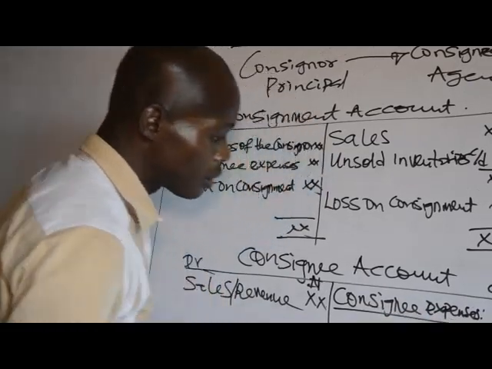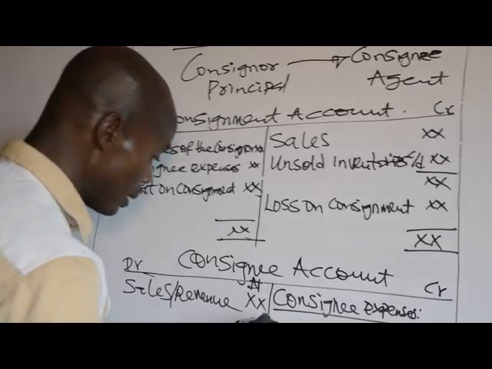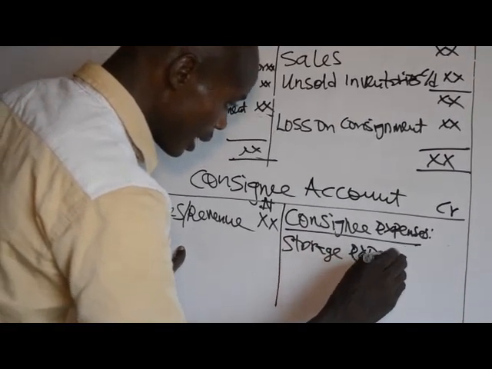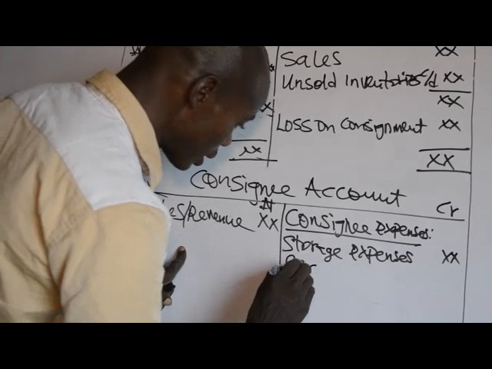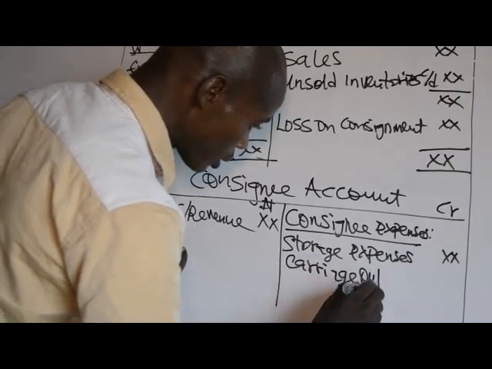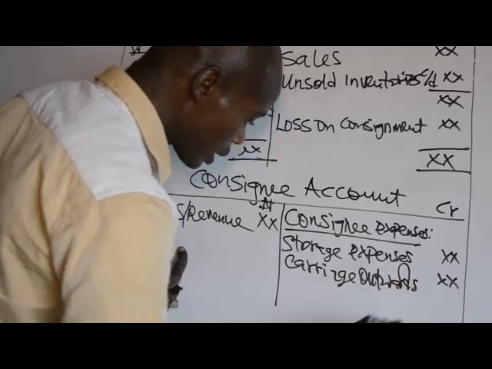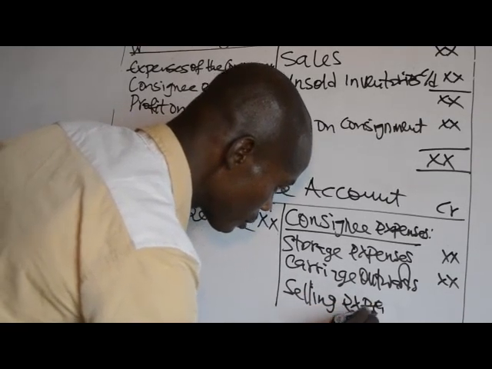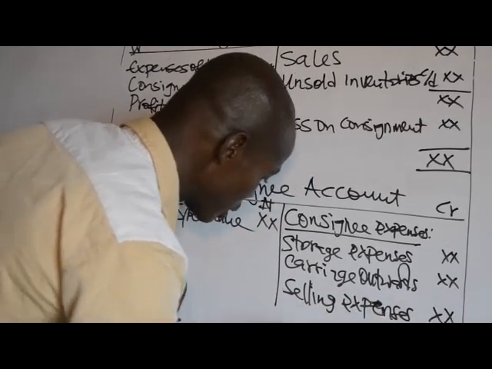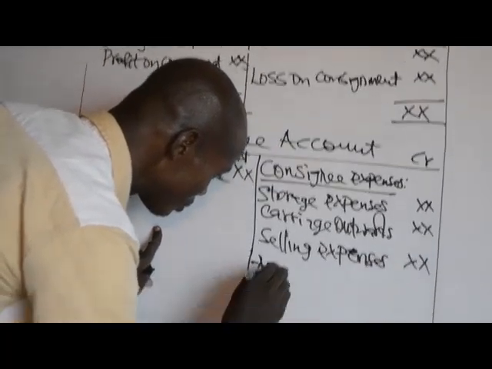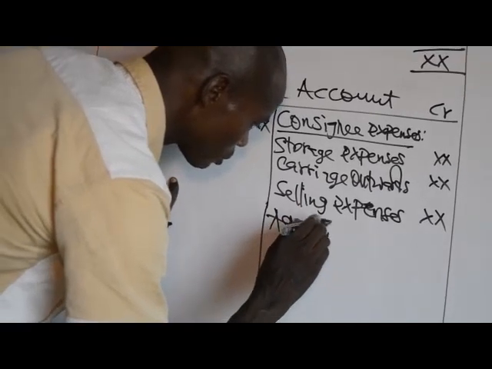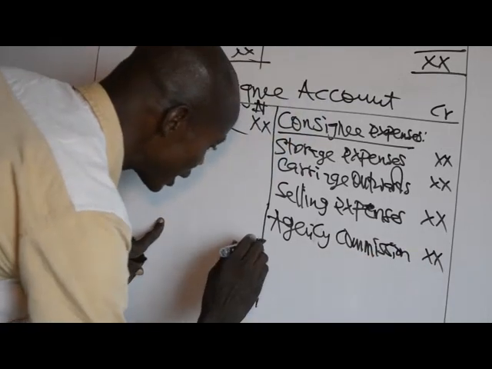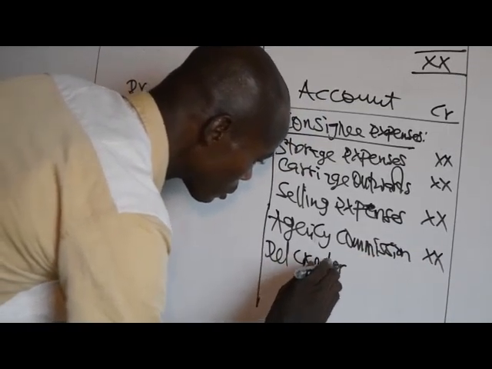I've given you some examples of the consigning expenses, such as the selling expenses, storage expenses, carriage outwards, and selling expenses. We have the consigning commission, the agency commission. Then you also have the del credere commission.